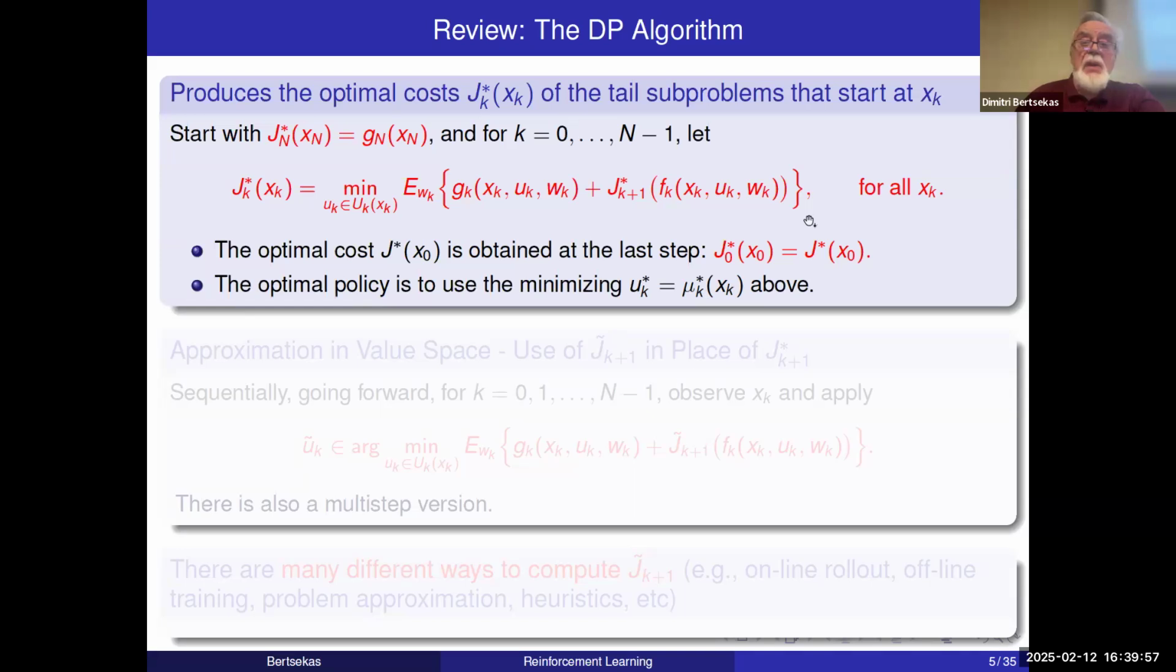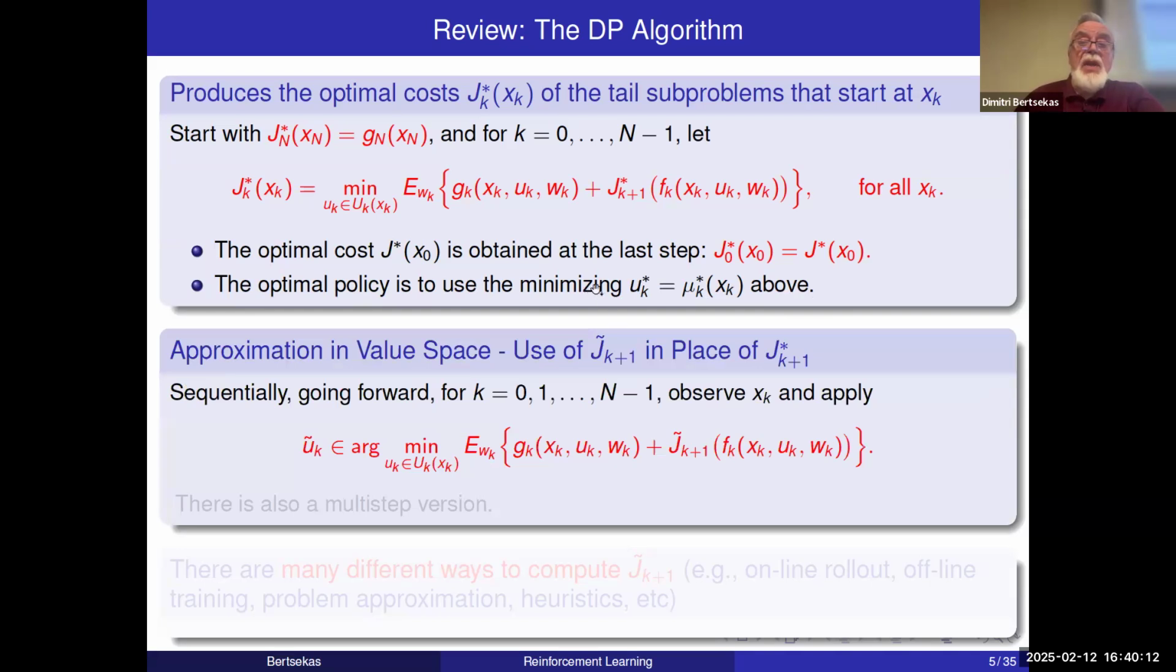Now, this algorithm is very formidable. It's hopeless to apply it except for trivial academic problems or specially structured problems like the linear quadratic problem, about which we talk quite a bit. The objective of reinforcement learning is to solve approximately problems like that in their infinite horizon versions. And a principal method of reinforcement learning is approximation in value space. And the idea is very simple. There are these J stars that are hard to calculate, so we replace them with something else, some approximation that can be obtained more conveniently.